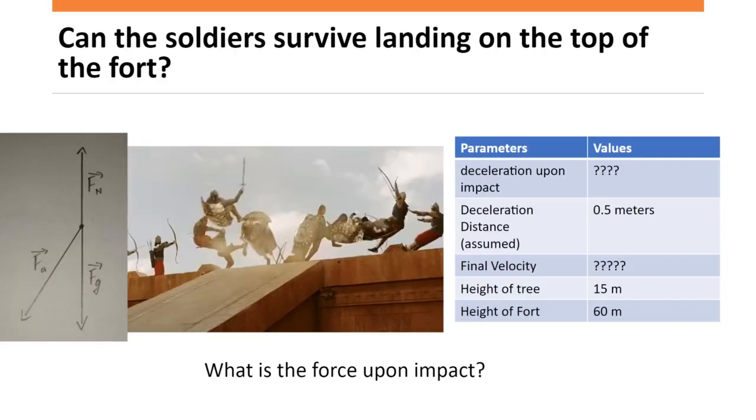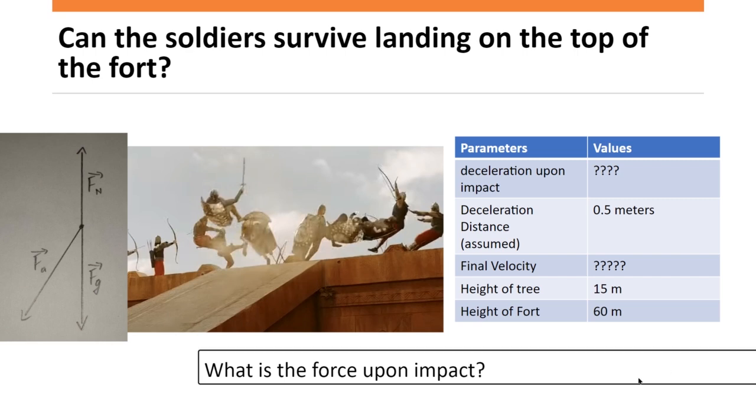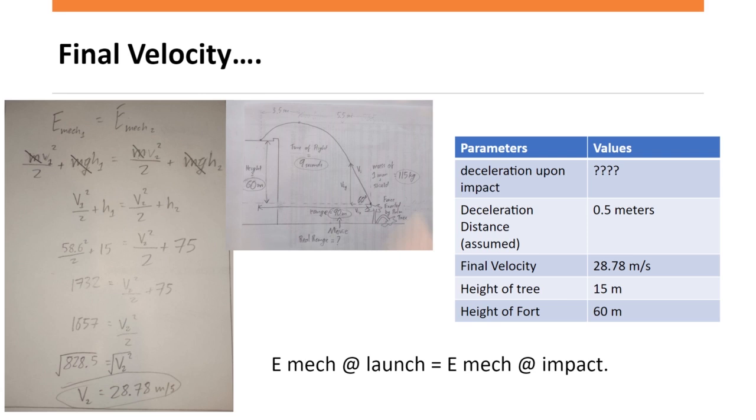So, for our third and final question, say that the soldiers survive the launch and accurately reach the top of the fort. Can the soldiers even survive the landing? And also, what is the force upon impact? Here are some values that we already found before, and we need to calculate the deceleration upon impact. A final velocity of 28.78 is calculated using the law of conservation of energy and the energy equations.